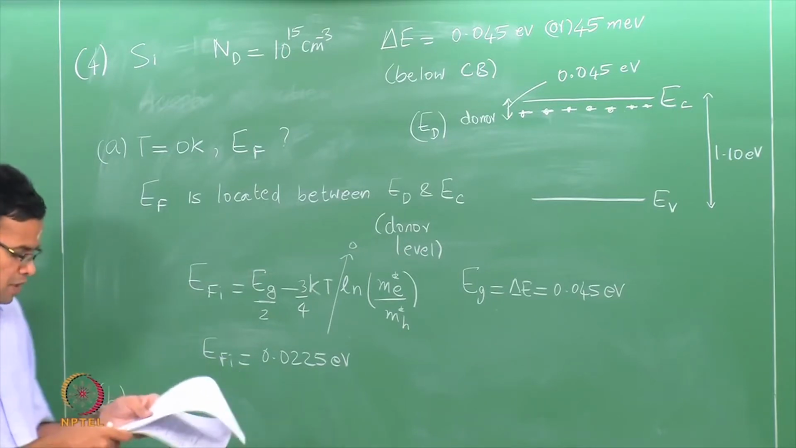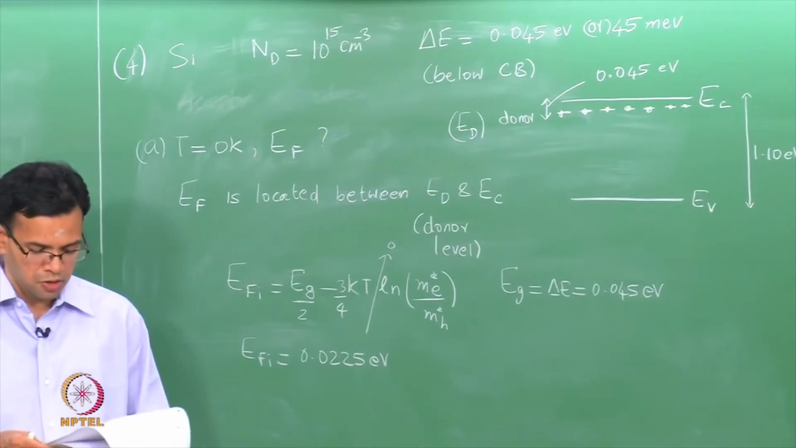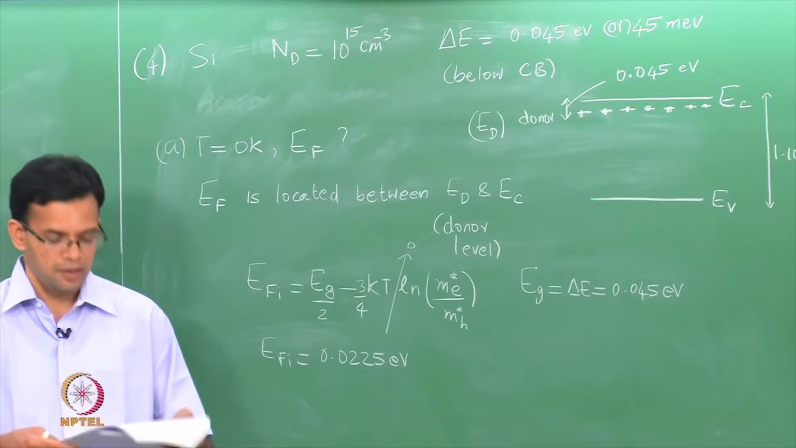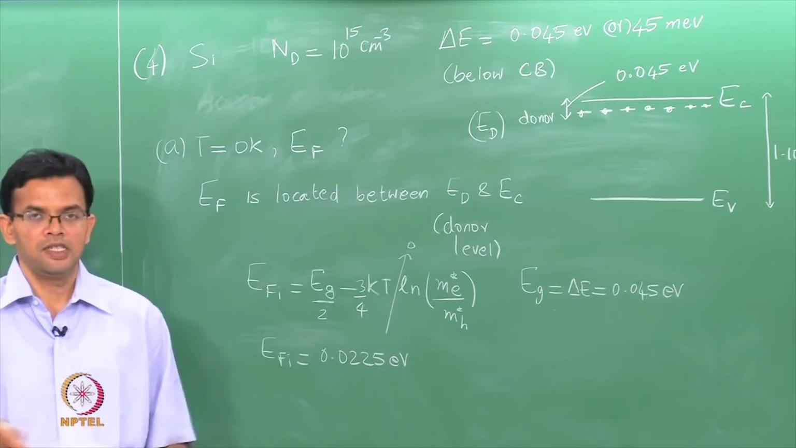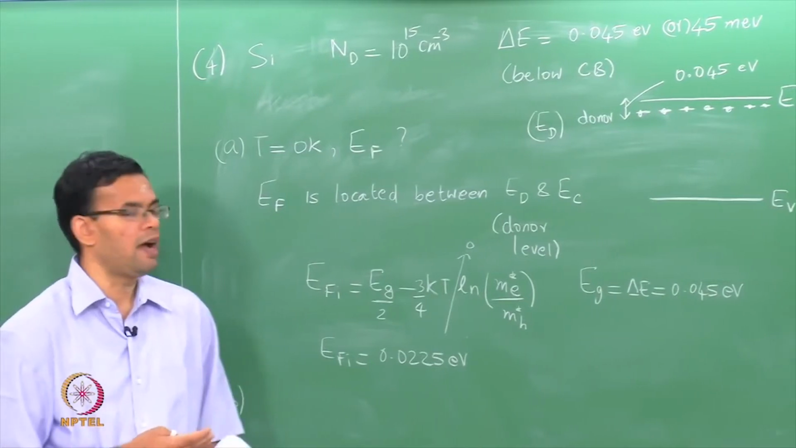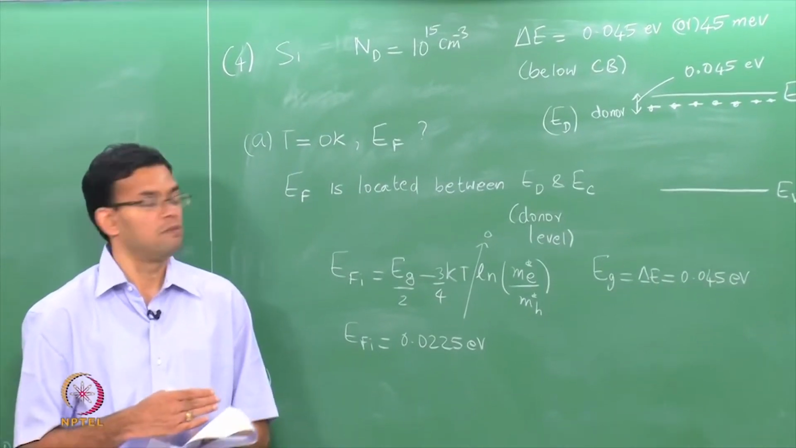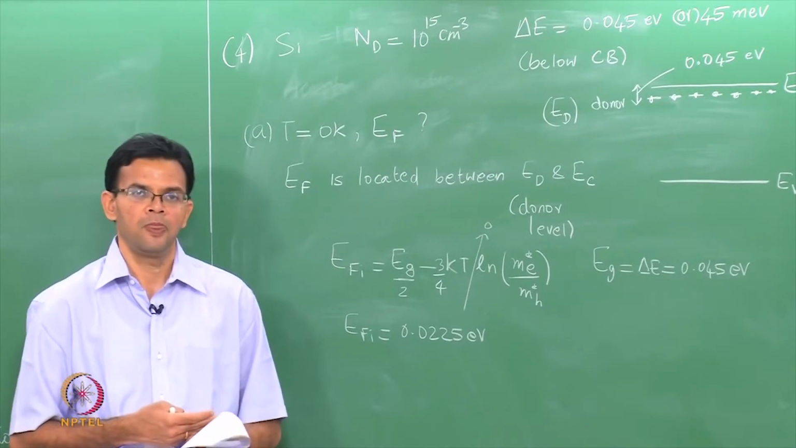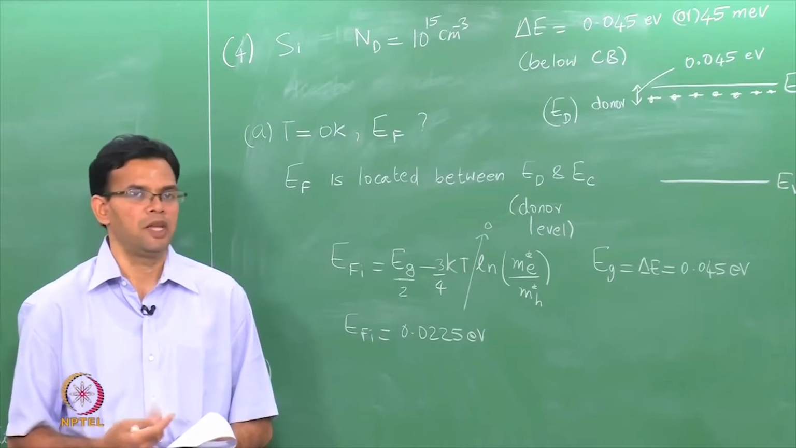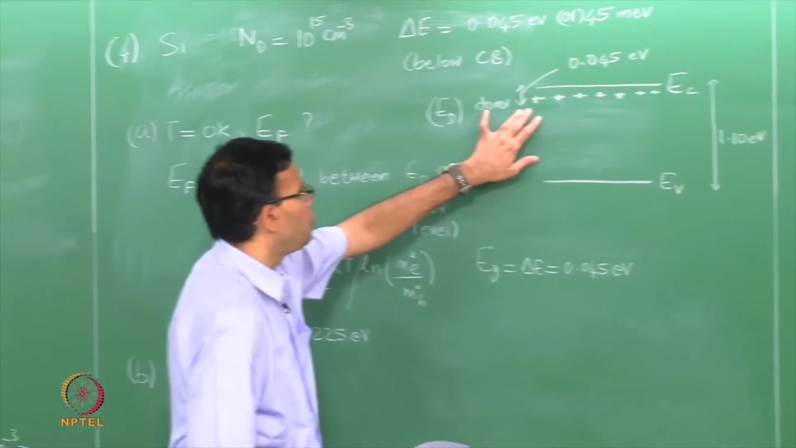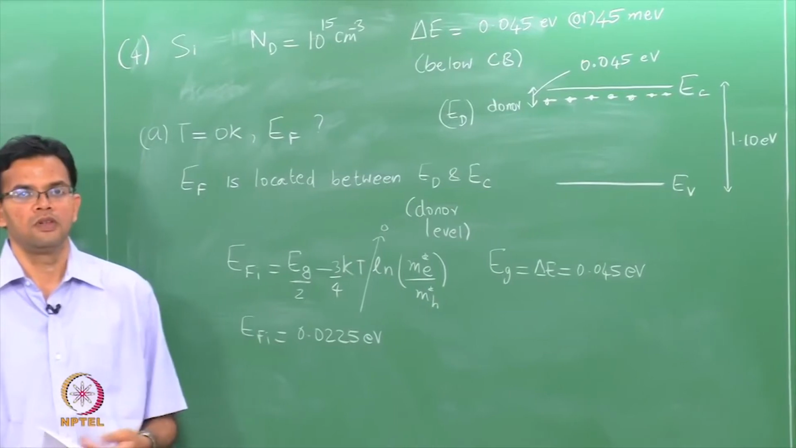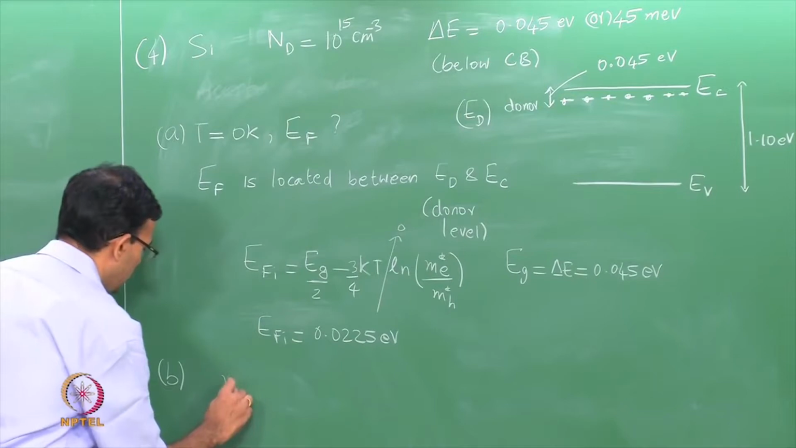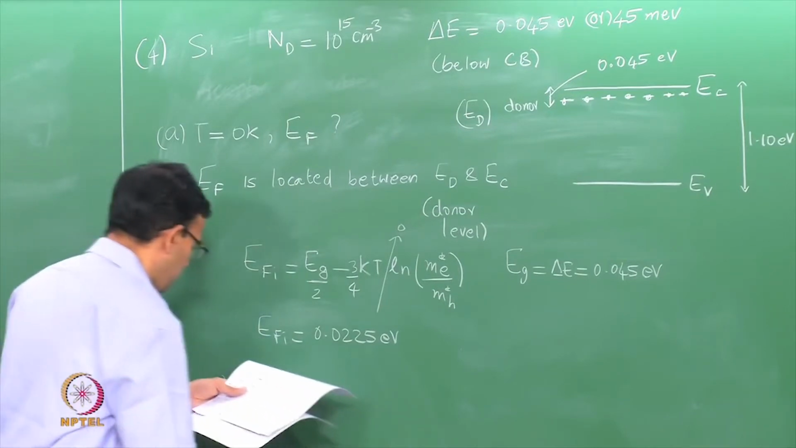In part B, at what temperature is the donor 1% ionized, and where is the Fermi level located at this temperature? So, we start at 0 Kelvin, where we have a donor level that is not ionized at all, and a conduction band that is completely empty. We then start to increase the temperature, so that electrons from the donor level start to move and occupy the conduction band. So, we can again treat this as an intrinsic semiconductor.